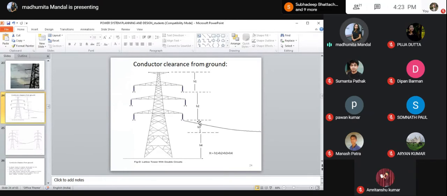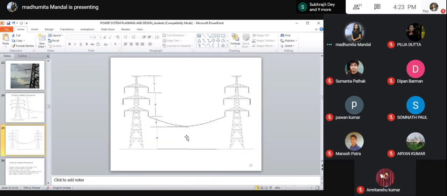Okay. Next one is, so this is H4, minimum ground clearance. Another factor is the maximum sag. What is sag? The sag is this much. That means the vertical distance between the lowest point and the horizontal line that is connecting the two supporting or two adjacent towers. So this distance, H3, is basically the maximum sag.